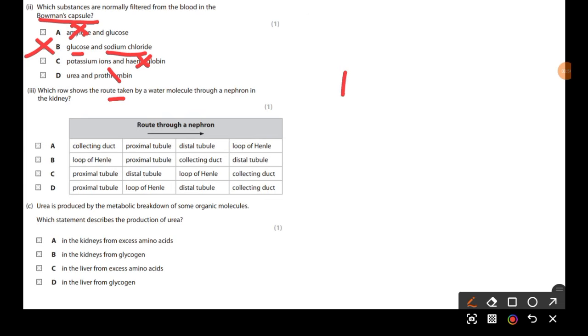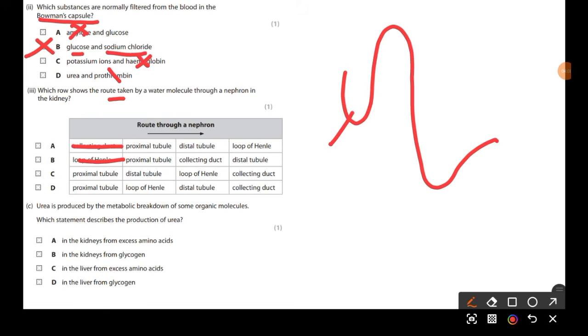So you just basically have to know how the nephron looks and what the labels are. So we know that first we have the proximal tubule. The collecting duct is the last thing, so this is definitely wrong. The loop of Henle is not before the proximal tubule, so those 2 answers are eliminated. So PCT, and then we have the loop of Henle first before the distal tubule, and then the collecting duct last. Urea is produced by the metabolic breakdown of some organic molecules. It's urea, not urine, so you have to pay very close attention. It's produced in the liver from excess amino acids.